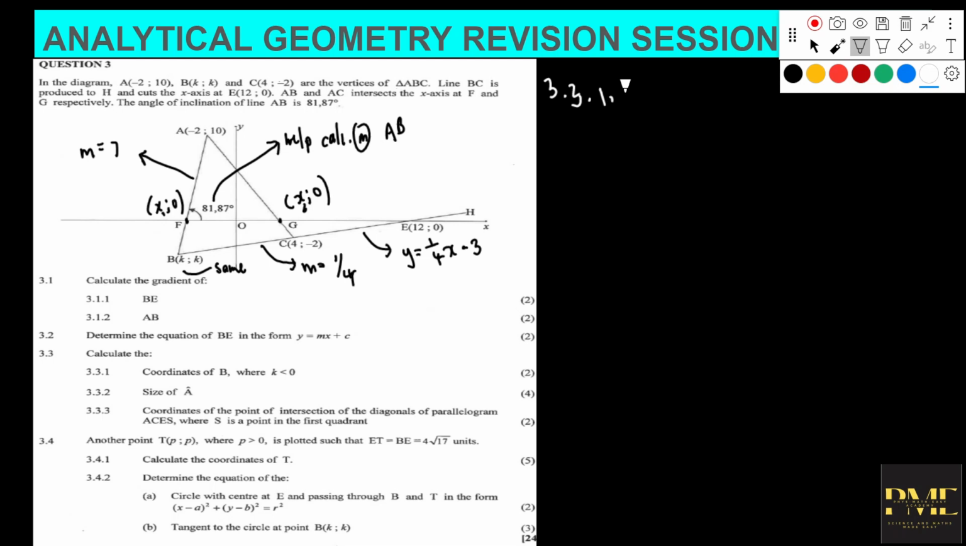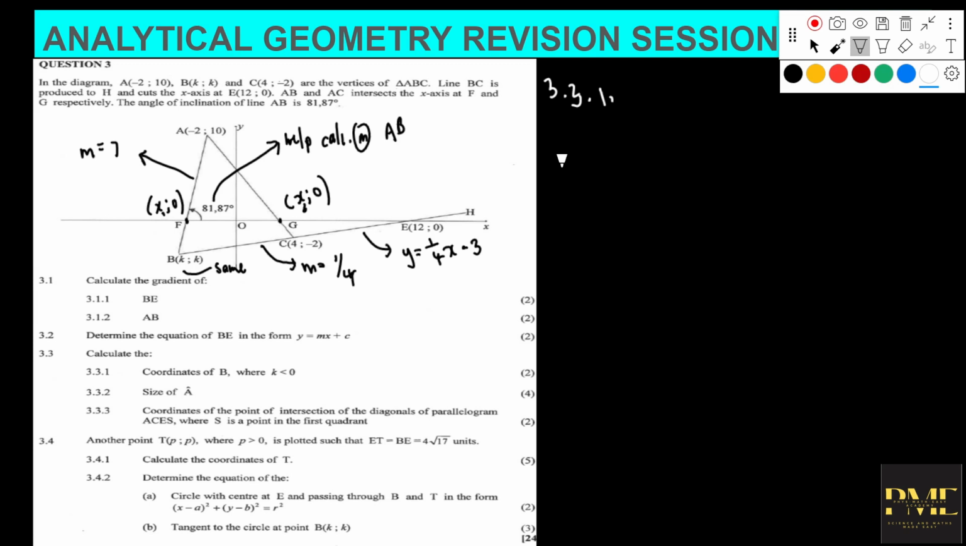3.3.1. Calculate the coordinates of B. So we're required to calculate the coordinates of B where K is less than 0. So they want the coordinates of B respectively. So we remember that the K that represents X and the K that represents Y will be equal at this point.